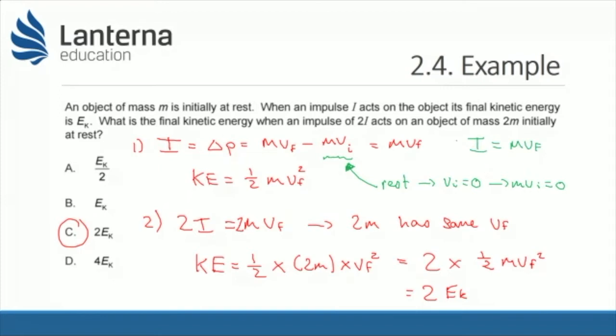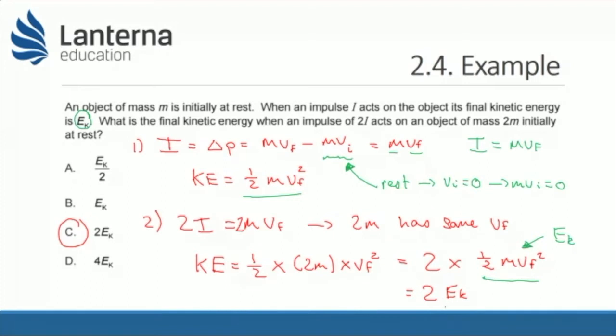Okay. So that means that for the second one, I can do the same thing, but because I've got double the impulse and double the mass, I can see that they have the same final velocity. So for both of them, now I know that this has 2m and vf, and this has m and vf. Kinetic energy is just half mass velocity squared. So I can put these symbols into my equation for this one and for this one. And then I notice that this equation is the same as this equation, which we're told in the question is EK. So I can rewrite that as EK there. So I get 2EK.